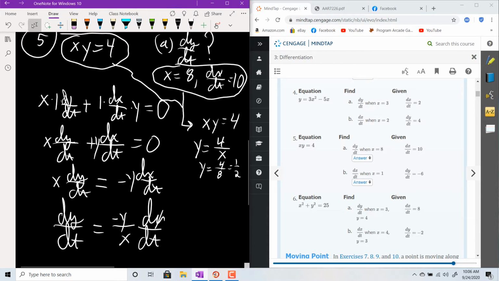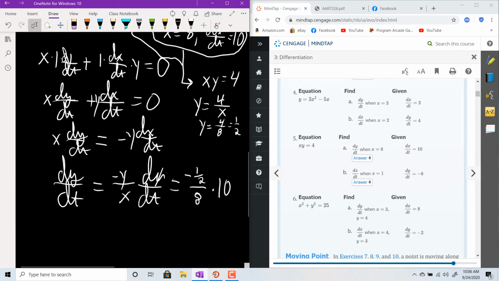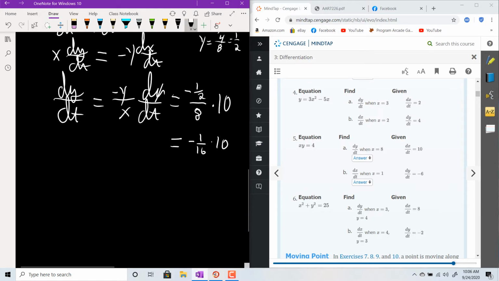Okay, so we're plugging all that material into this formula, so I have negative 1/2 all over x, which is 8, and then times dx over dt, which is 10. I have to simplify all this material. 1/2 divided by 8 is the same as 1/2 times 1/8, which is negative 1/16, times 10. So it looks like we're getting negative 5/8 for our rate.